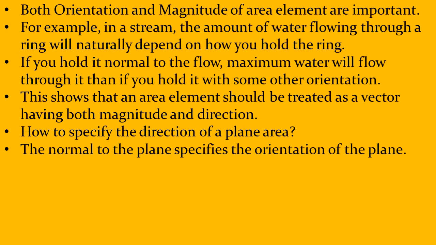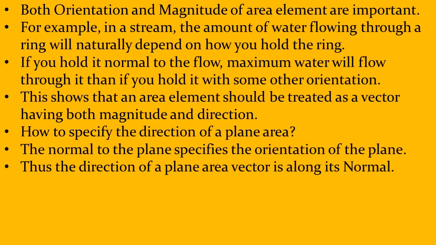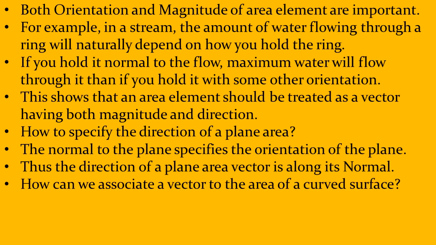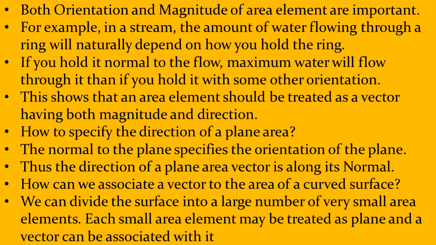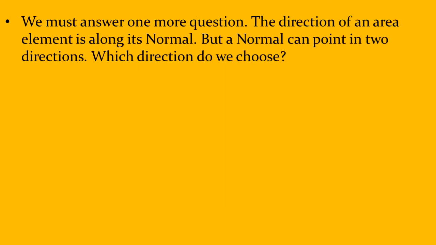Now, the normal to this plane, the perpendicular to this plane, specifies the orientation of that plane. Thus, the direction of a plane area vector is along its normal. Now, if there is a curved surface, how do I associate a vector with it? I can divide that curved surface into a number of very small area elements, and each area element I can treat as a plane and I can associate a vector with it.